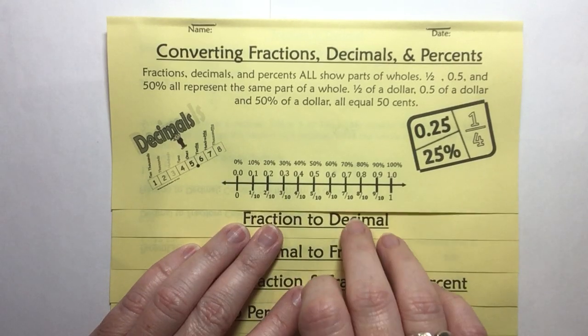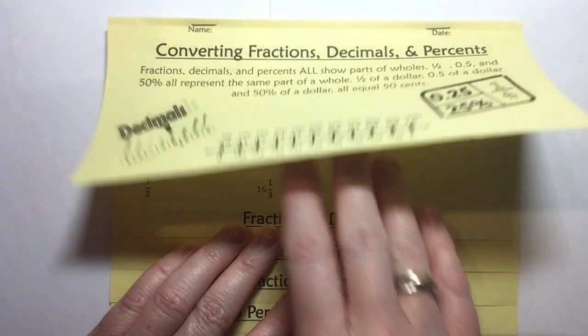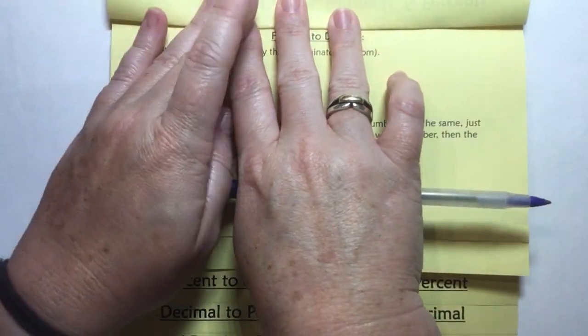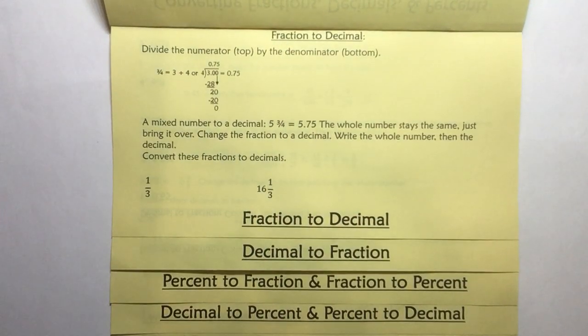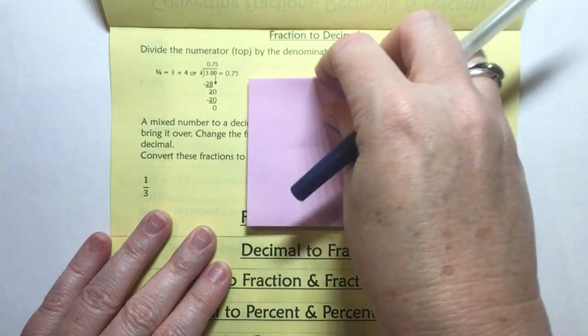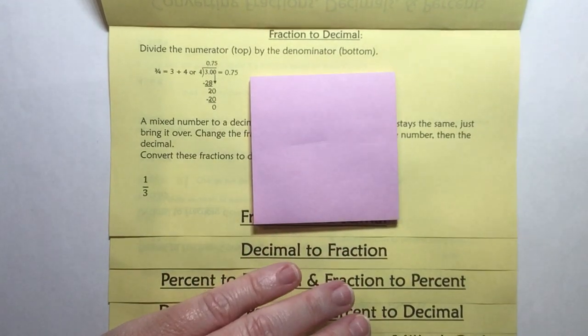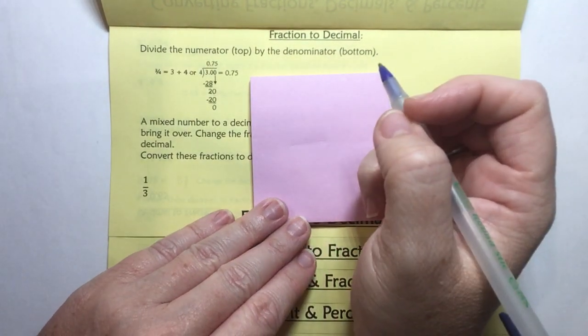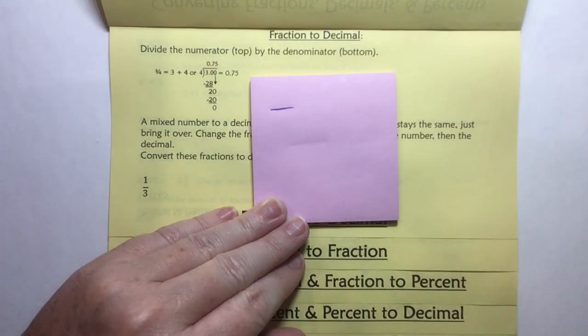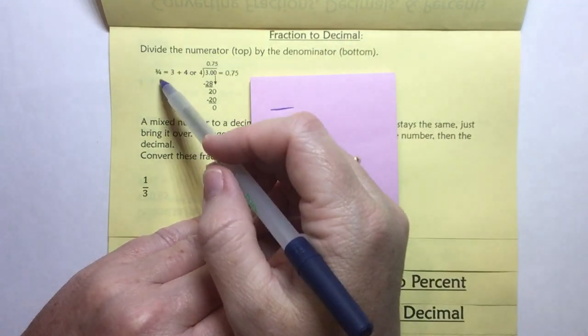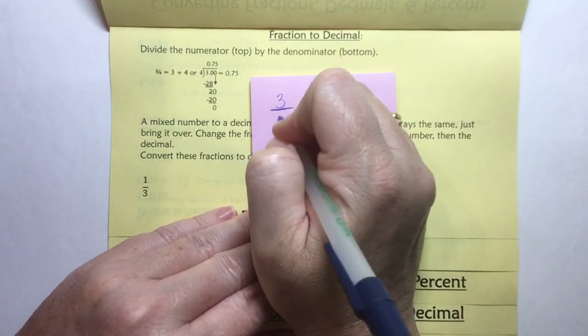Okay, so hopefully you have the foldable. If you don't, you can just copy this into your notebook. Make sure you put your title, fraction to decimal. We're going to think about something that we learned already. We learned about this symbol right here, and we learned that that was a division symbol. So I'm going to use this example right here.